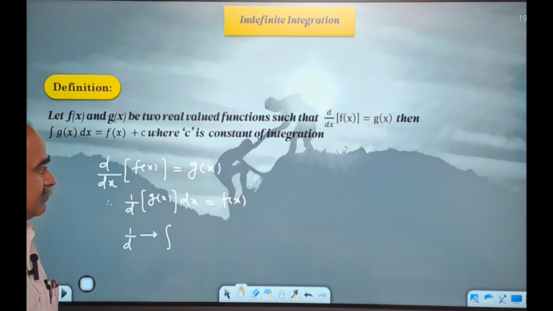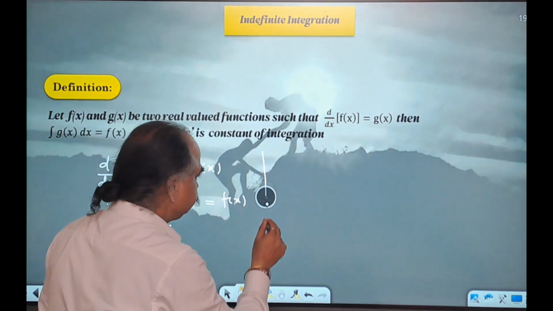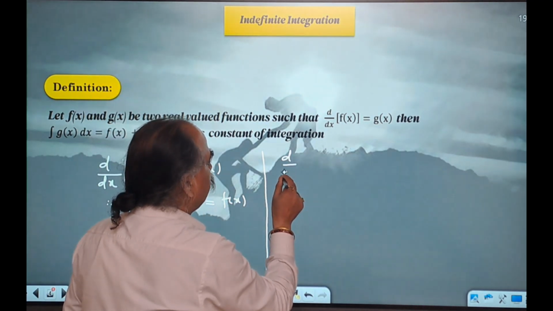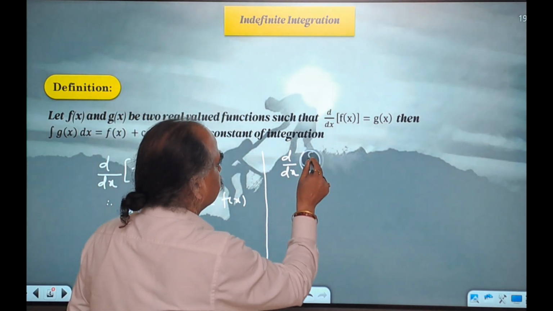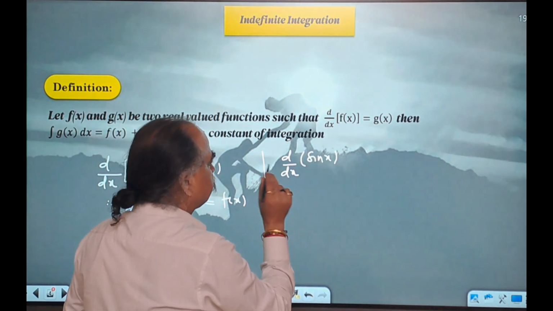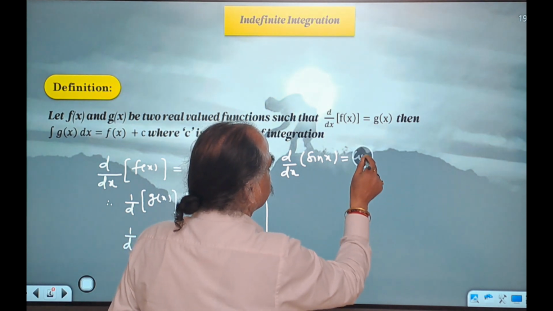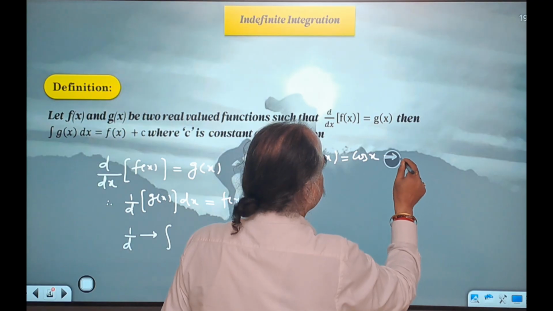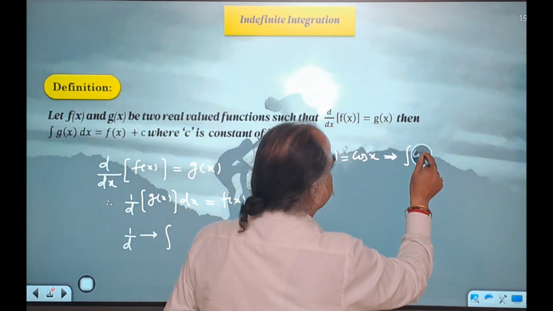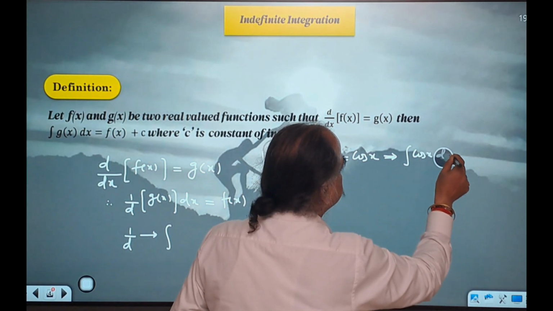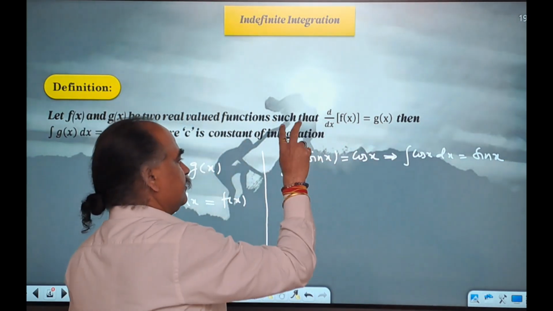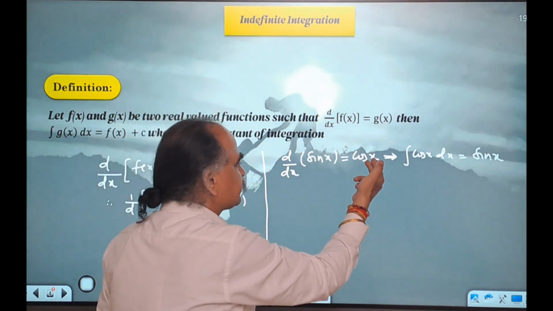First, a very important thing: why do we add c? For that, look here. Derivative of sin x with respect to x is cos x. So this implies integral of cos x with respect to x is sin x. Its derivative is this, so its integration will be this.